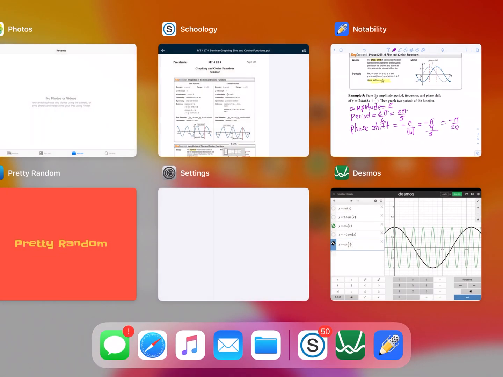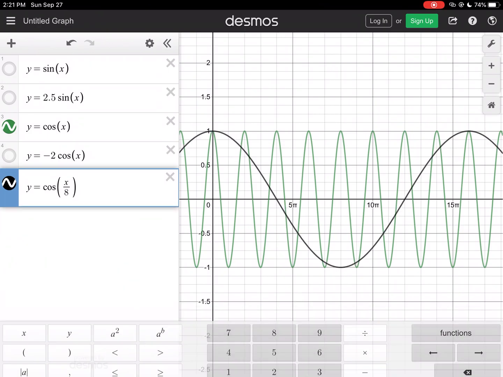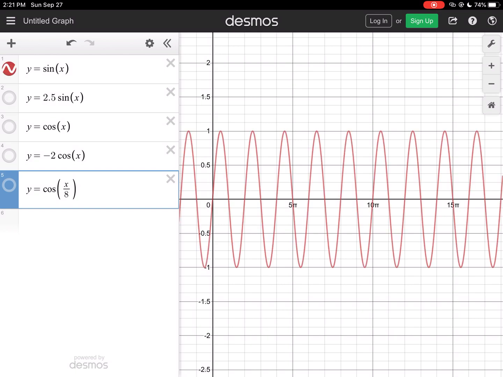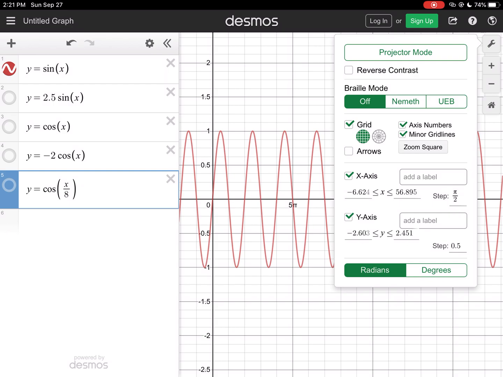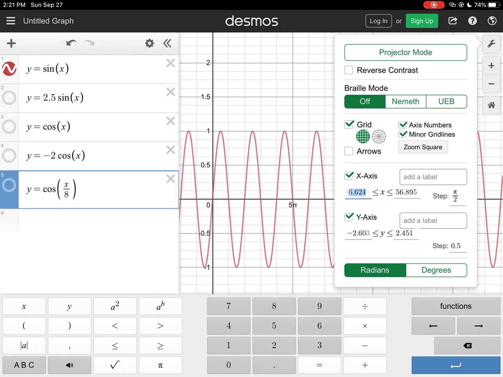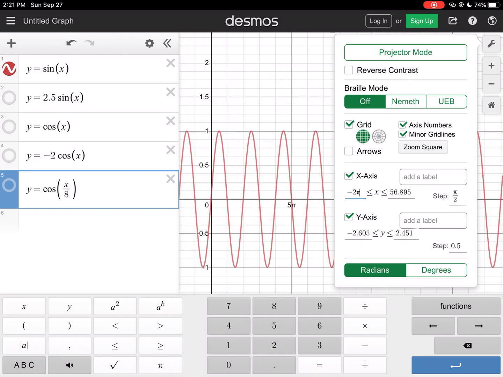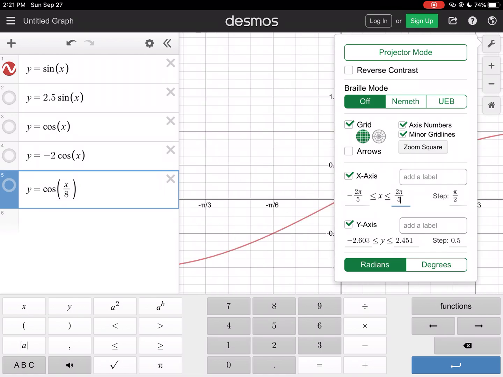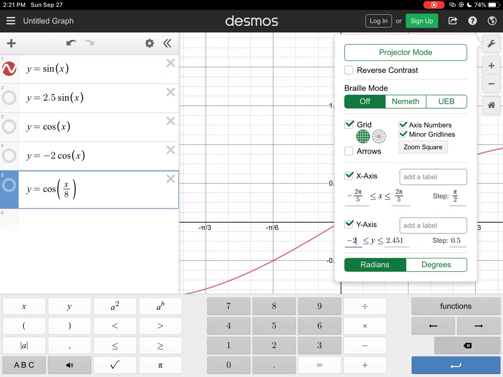So let's go back to our decimals. I'm going to get rid of the cosines for now. I'm going to graph sine. Now I want to go back and change this. So I know I'm going to go from negative 2 pi divided by 5 to positive 2 pi divided by 5. Then I'm also going to do my amplitude. I'm going to go from negative 3 to 3. I always like to have a little bit of space there.